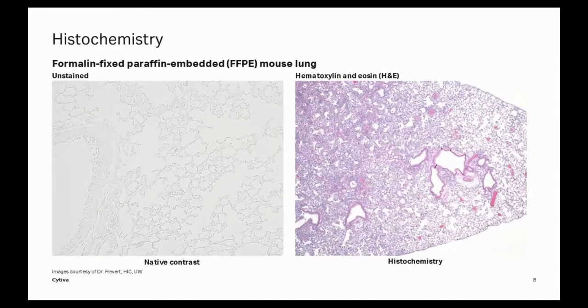Well, historically, the microscope was invented in the 17th century, and we had the ability to start looking at things that were smaller than we could see with our naked eye. But if you just look at a piece of tissue, on the left-hand side here, we see a section of mouse lung that is just thinly sliced and put on the microscope slide. You see it's very difficult to see any structure, to see any cells of that.